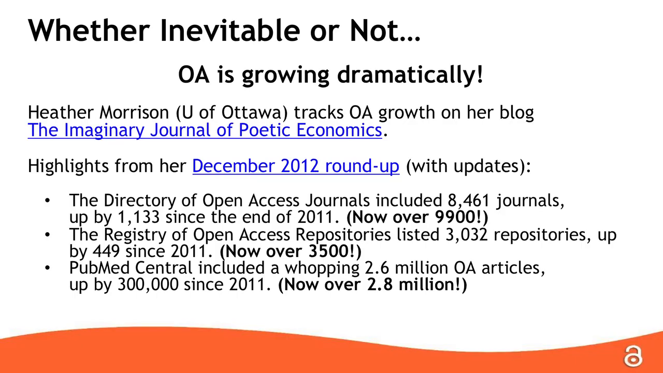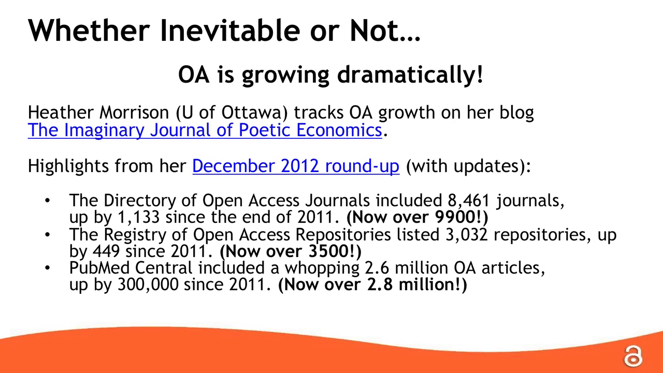I have to admit, I read the article. I'm not entirely convinced by all of his arguments, but it could well be the case that open access is just becoming inevitable, or even if it's not becoming inevitable, it's growing dramatically. Here are some stats collected by Heather Morrison on her blog, The Imaginary Journal of Poetic Economics, because what is commercial scholarly publishing if not totally made up economics?